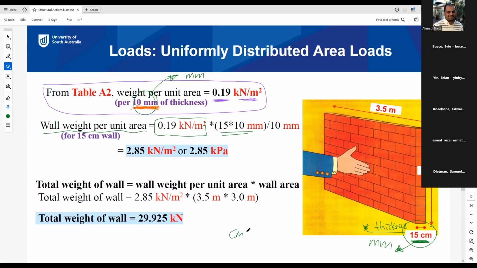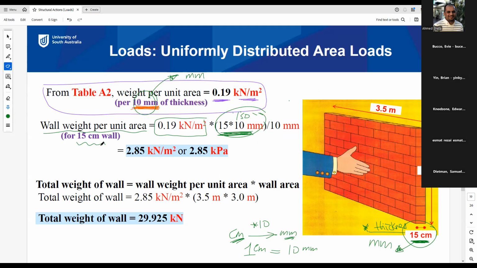How to convert from centimeter to millimeter? 1 centimeter equals 10 millimeter, so each centimeter has 10 millimeter inside. So to convert from centimeter to millimeter, you need to multiply by 10. So we now have 150 millimeter. Then 150 millimeter divided by 10 millimeter, multiplied by 0.19, will give us the weight per unit area for 15 centimeter.